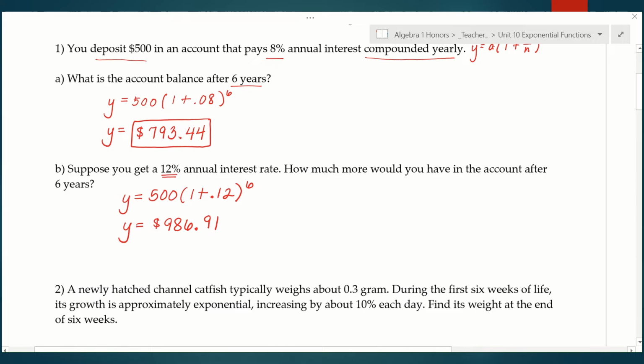Okay, so the question says, how much more would you have in the account after 6 years? So I'm going to subtract the 2. So I want to find out how much more that would be.